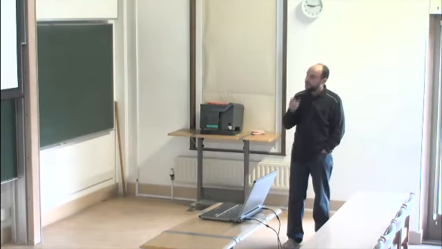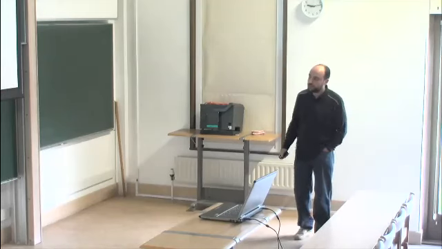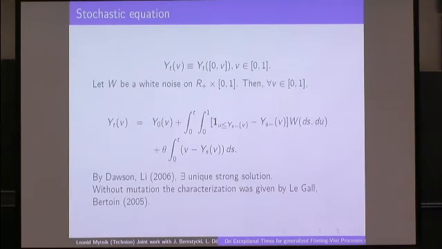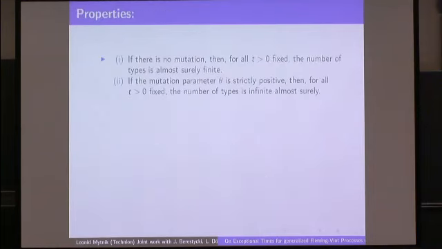Dawson and Li showed that there is a unique strong solution for the general model, and without mutation, this characterization was given by Rigal and Bertoin. Yeah, so I just come back to the properties I've already mentioned. If there is no mutation, then for all time, not necessarily fixed, the number of types is almost surely finite.